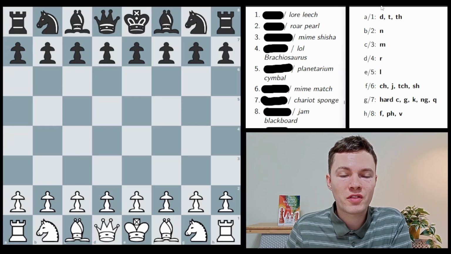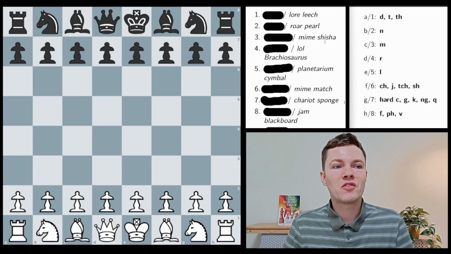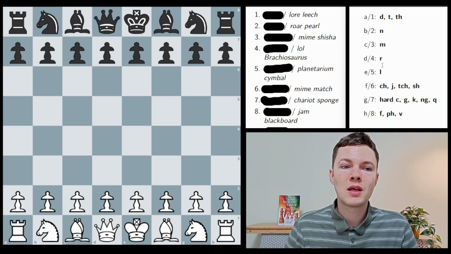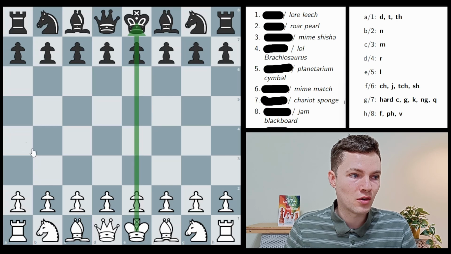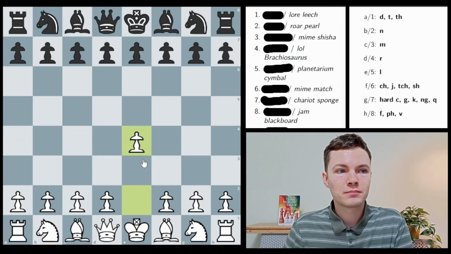The first move of the game, written in picture notation, is "law". So the two consonant sounds are L and R. The first one always gives us the file, so that will be the E file. R, the second consonant sound, always gives us the rank, so that's the fourth rank. So we have the fifth file, the fourth rank, E4 is the target square.